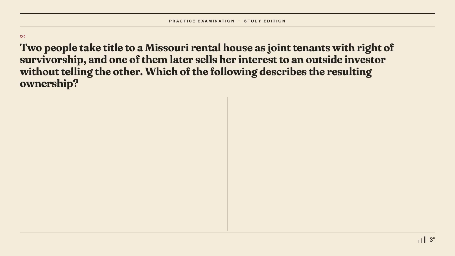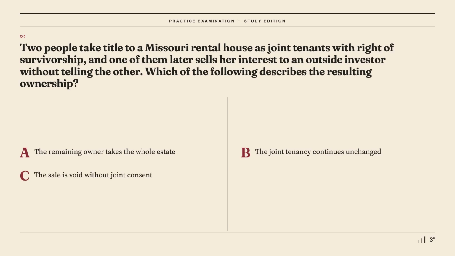Your options are A. The remaining owner takes the whole estate. B. The joint tenancy continues unchanged. C. The sale is void without joint consent. D. Buyer and remaining owner hold in common. Pick one. Trust your gut. Here's your chance to test yourself.